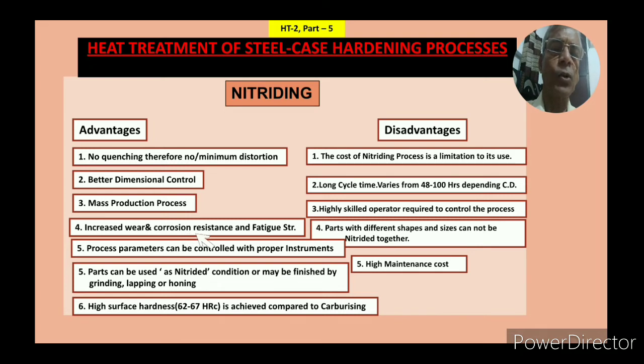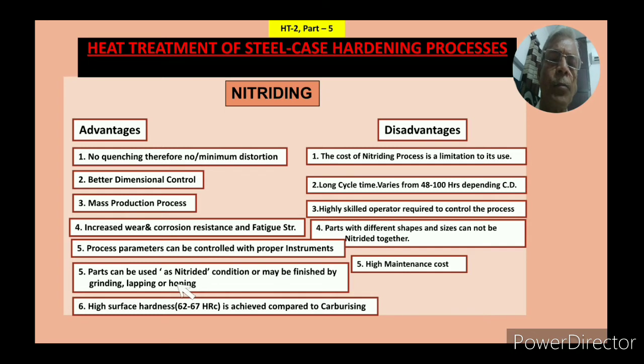Increased wear and corrosion resistance and fatigue life. This is also there. Any case hardening process generally increases wear resistance of the part, corrosion resistance and fatigue strength. Instrumentation is also very advantageous because all the process parameters can be well maintained, and when the process parameters are maintained, then you will get a good quality in nitriding.